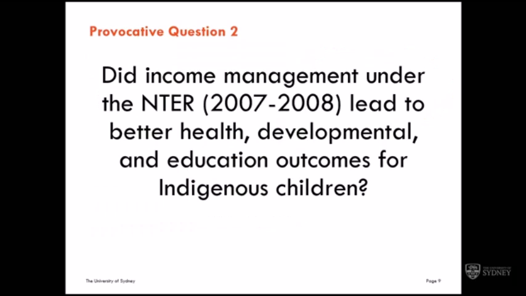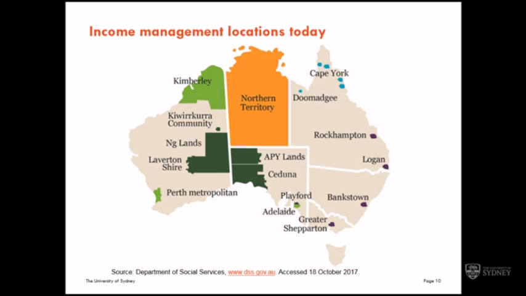Okay. So the second provocative question is, did income management under the NTER lead to better health, developmental, and educational outcomes for Indigenous children? This question is very key because the reform targeted Indigenous children. It was the key objective of the whole reform. It's no longer so today; income management has developed its own little thing. And as you will see, initially I've come around so that we can all look at this.